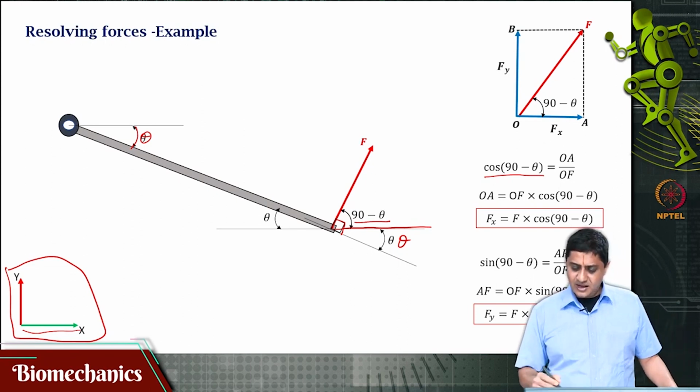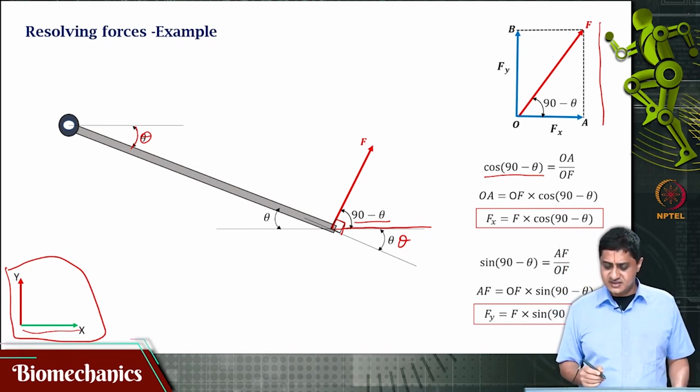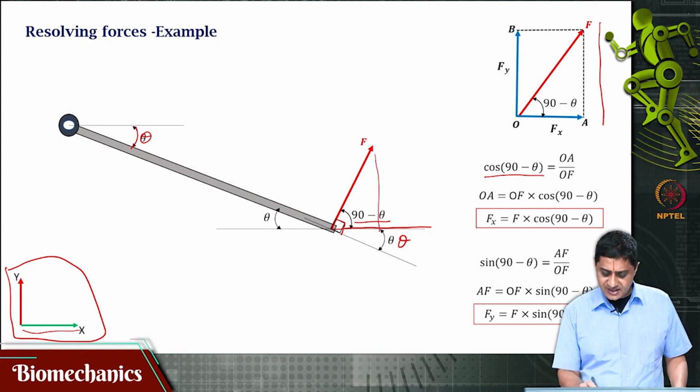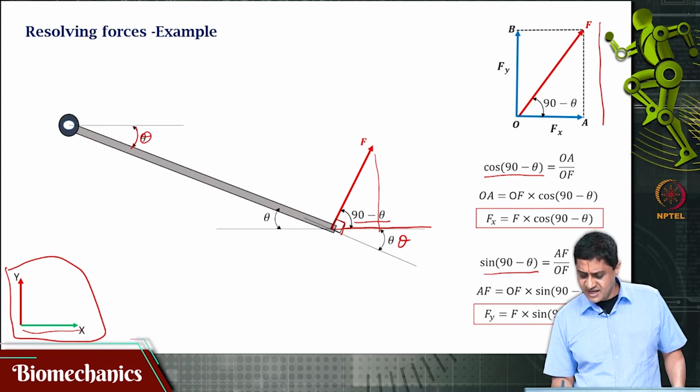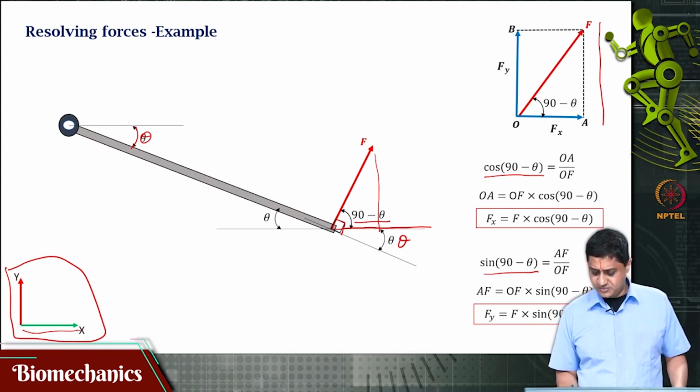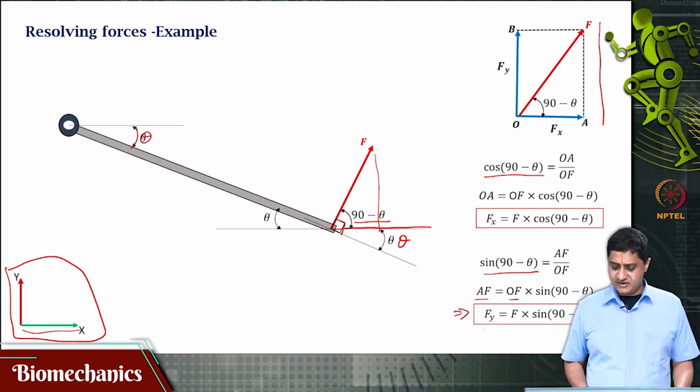Likewise, I am interested in finding that AF, which is sine of 90 minus theta times OF, is it not? Because sine of 90 minus theta is AF by OF. So, that would mean that AF then is OF times sine of 90 minus theta, but OF is the force F. So, the y component is F times sine of 90 minus theta.